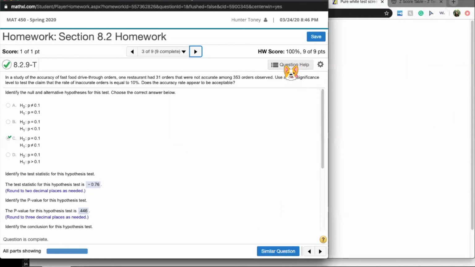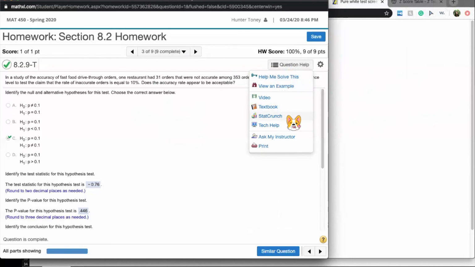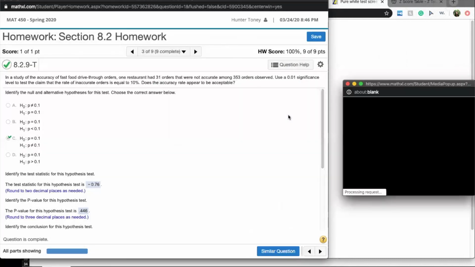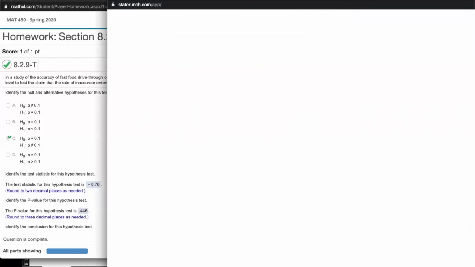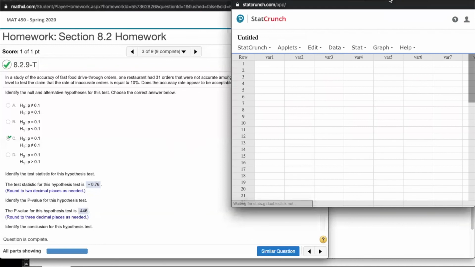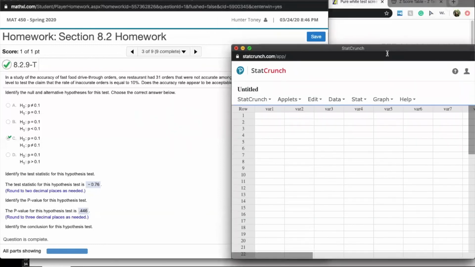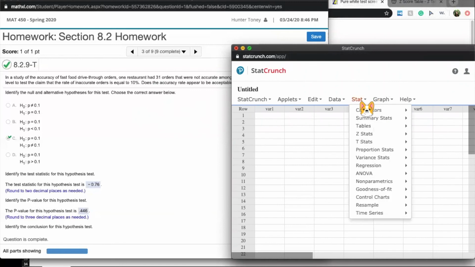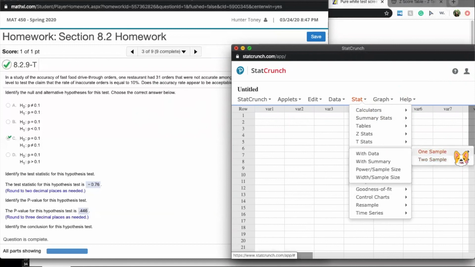If I just clear all of this, we can go to question help and then go down to StatCrunch. Remember, you can always get into StatCrunch if you just click down there. I'm just going to make this a little smaller. All right, so this should look fairly familiar to all of you. We can go to Stat, like we usually do, down to Proportion Stats, since we're dealing with a proportion. We're only dealing with one sample, and we're dealing with a summary of that sample. We don't have data points.